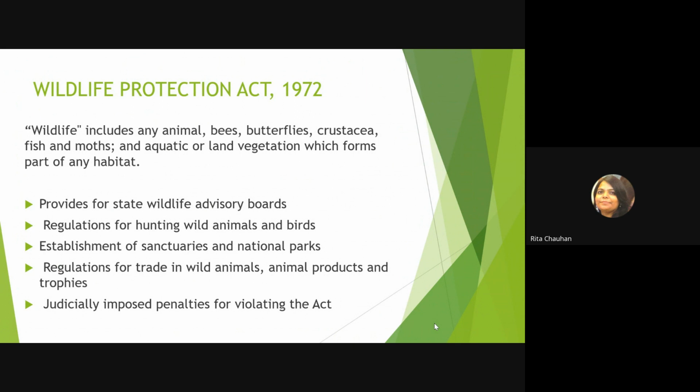Then we have the Wildlife Protection Act of 1972. Wildlife covers all the animals, whether it is bees, butterflies, crustaceans, fish, moths, or aquatic vegetation. So it covers both plants and animals, that is, flora and fauna. For protection of wildlife, at the level of state government we have state wildlife advisory boards. Then we have a regulation for hunting of wild animals and birds. We have the establishment of protected areas in the form of sanctuaries and national parks.